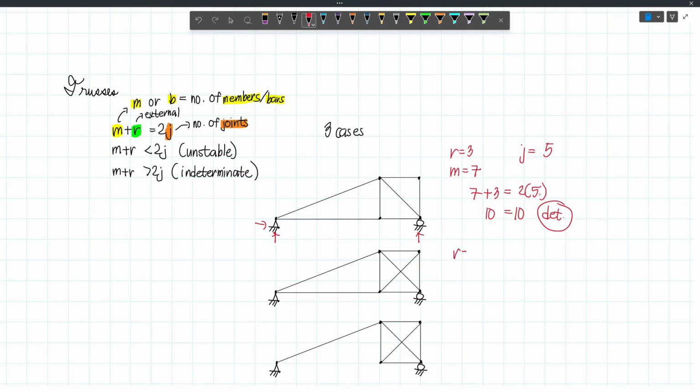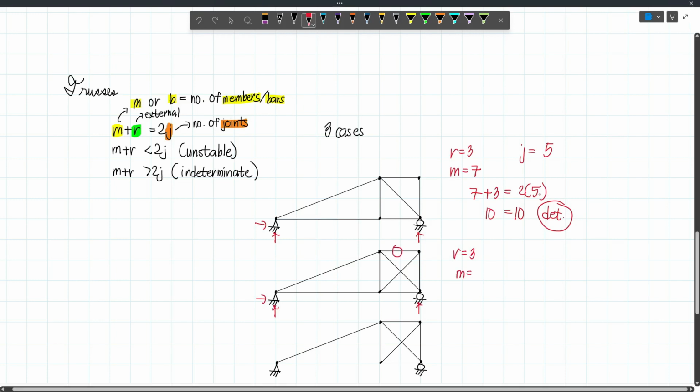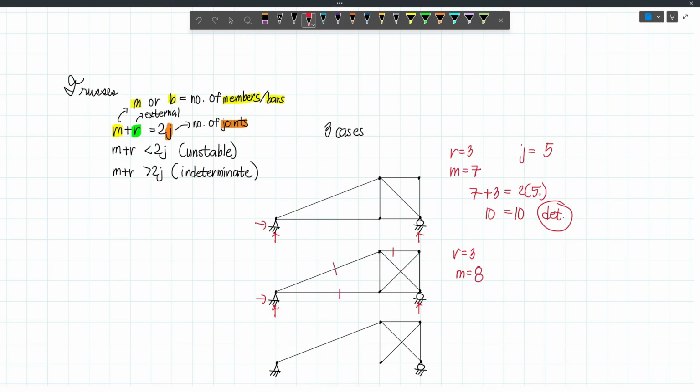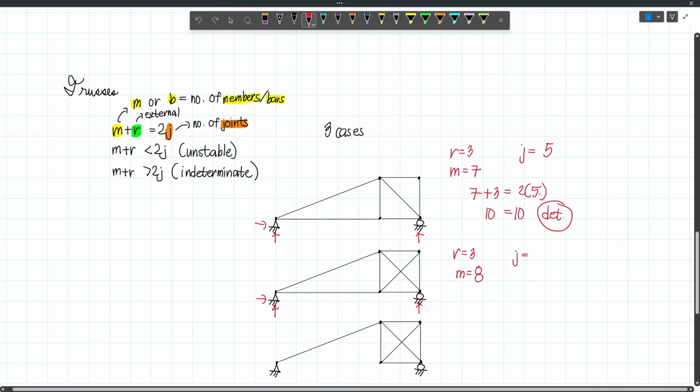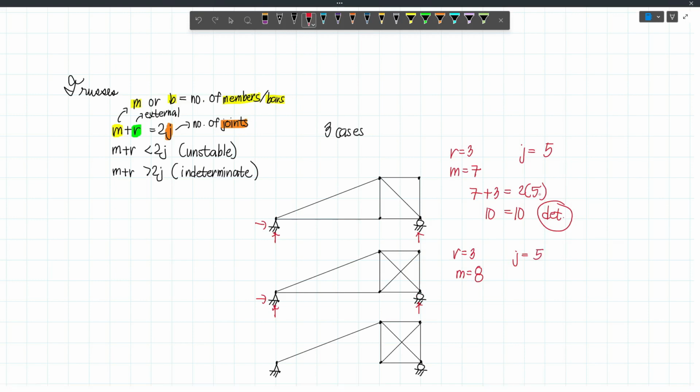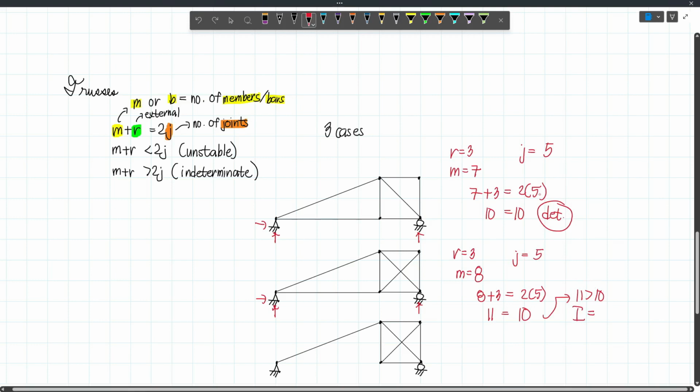Now, our R is the same, 3, since there are three. But then our M changes. It becomes 1, 2, 3, 4, 5, 6, 7, and then 8. So 8. Let me count again. 1, 2, 3, 4, 5, 6, 7, 8. For clarity, M equals 8. And then our number of joints is still the same: 1, 2, 3, 4, and then 5. So we equate M plus R, which becomes 8 plus 3 is equal to J times 2, so 2 times 5. So we find that 11 equals 10. Essentially, 11 is greater than 10. And so our degree of indeterminacy is the difference between the two, so 11 minus 10 becomes 1 degree.